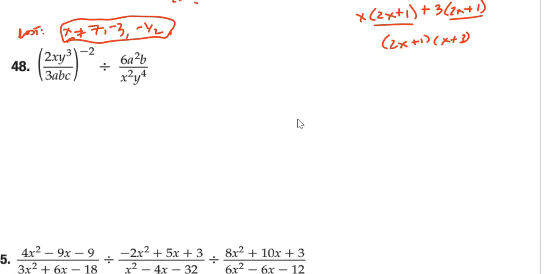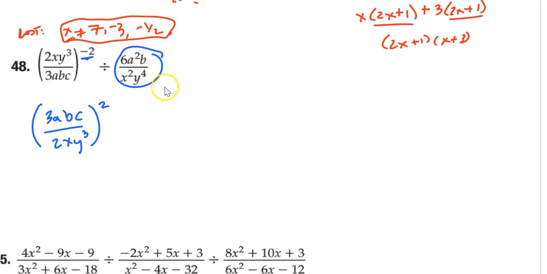This next one, negative 2 power. So remember what the negative does? It flips it. So if y'all want, you could flip it early. So 3abc over 2xy cubed. There's still a 2 there. Remember, and this is divided by. Remember what divided means: multiplied by the reciprocal. So x squared y to the 4th over 6a squared b. Now what do I do with this squared? Well, that goes to everything.